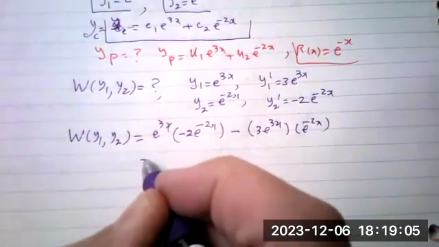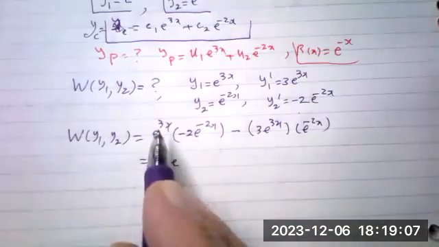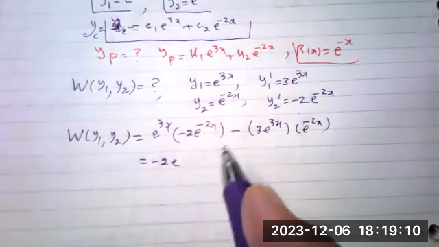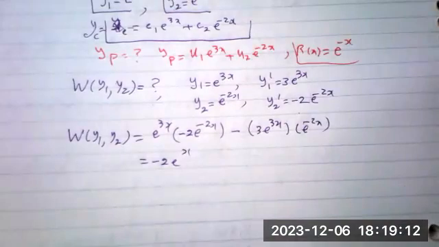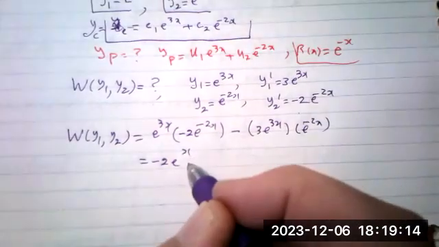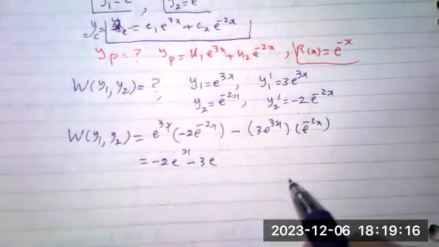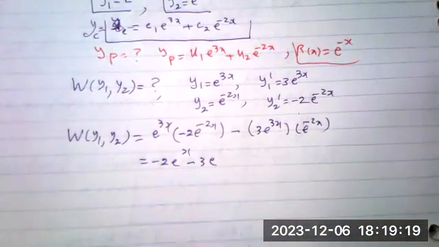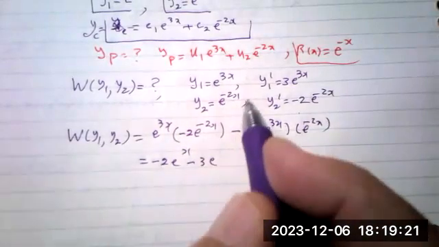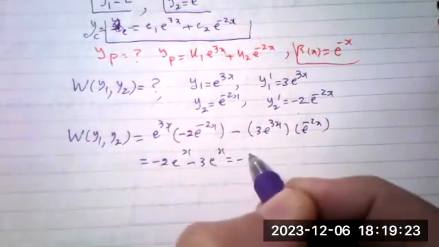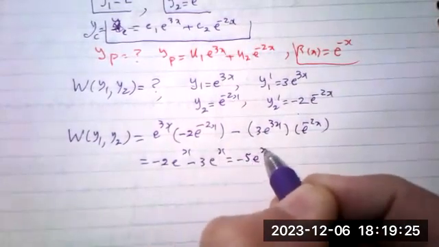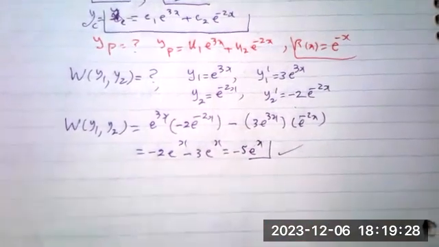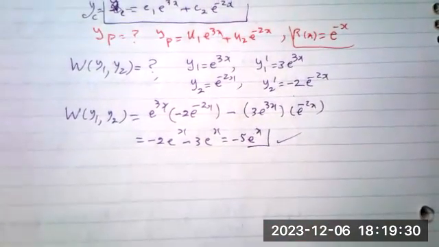So the first part gives us negative 2e to the 3x minus 2x, and minus the second one, minus 3e to the 3x minus 2x, the same thing. So the answer would be negative 5e to the x, which is a good one. It's non-zero, and we can continue. We know that it's going to be a non-zero number. So that's the Wronskian.